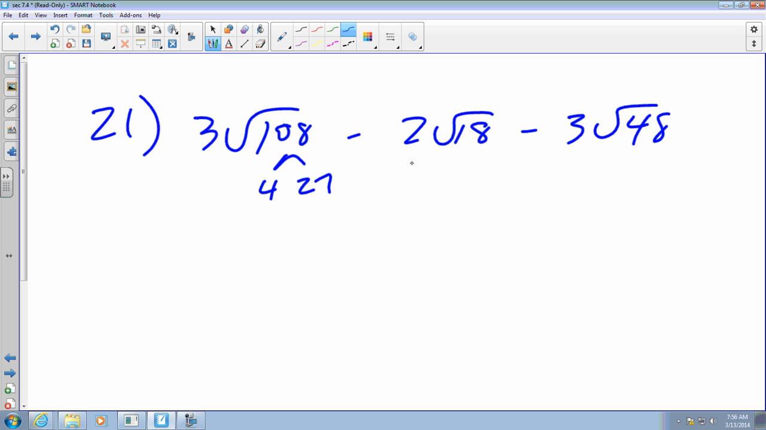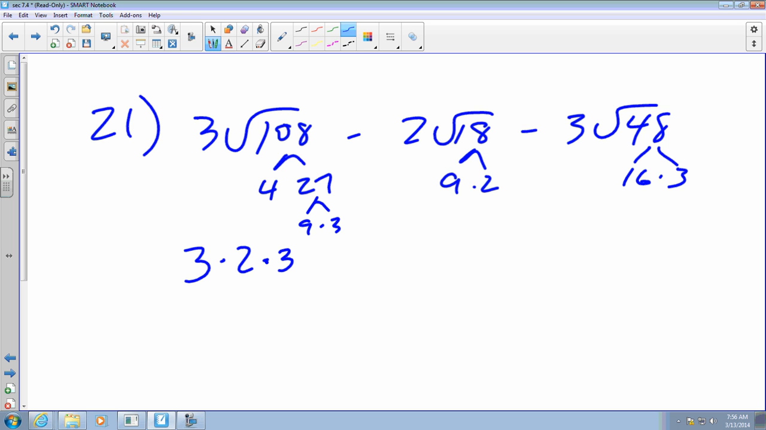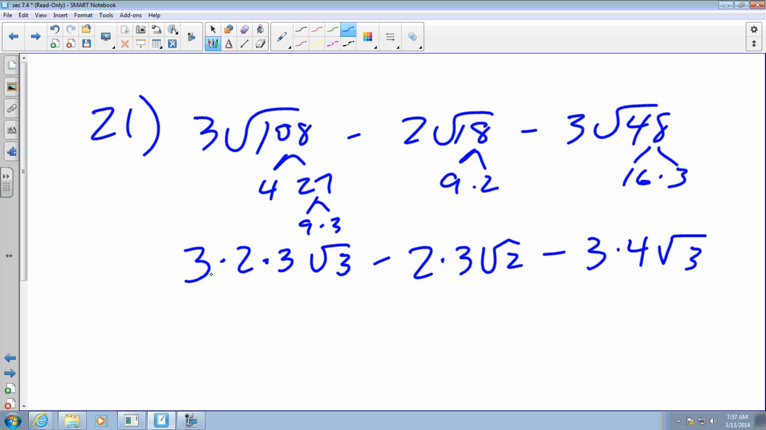Yeah, that's right. And over here, let's split it into 9 and 2, and over here, 16 and 3. I think I'm going to be able to bust this up a couple times. 3's out there. When I bring the 4 out, it becomes a 2. 27 is 9 times 3. When I bring the 9 out, it's another 3, and then this is a leftover 3. Here, I have a 2 out there already. Bring this 9 out, it becomes a 3. 2 stays behind. Over here, I have a 3 out there already. Bring the 16 out, it becomes a 4. 3 left over.